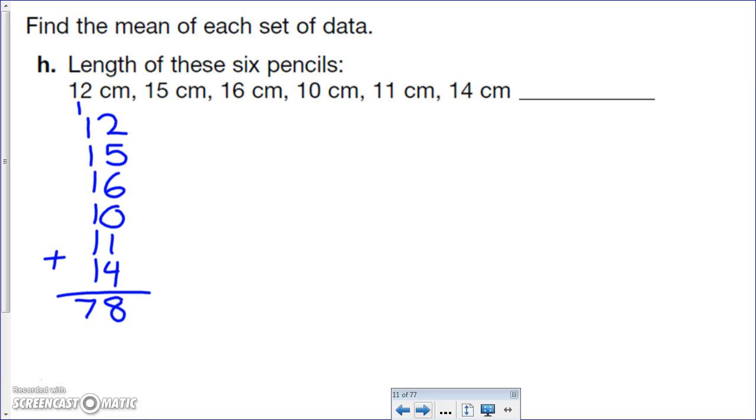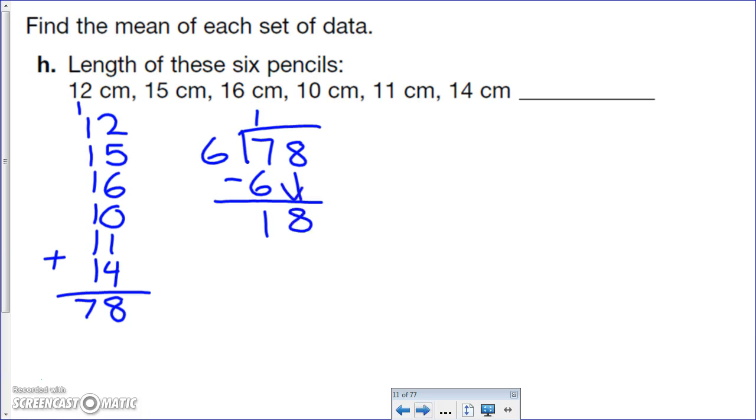Now we know we have 6 pencils, so now we're going to take 78 and divide it by 6. 6 goes into 7 once. Bring down the 8 to make 18. 6 goes into 18 3 times. So our mean length or our average length for these 6 pencils is 13 centimeters. And make sure you remember to put the label on your answer.